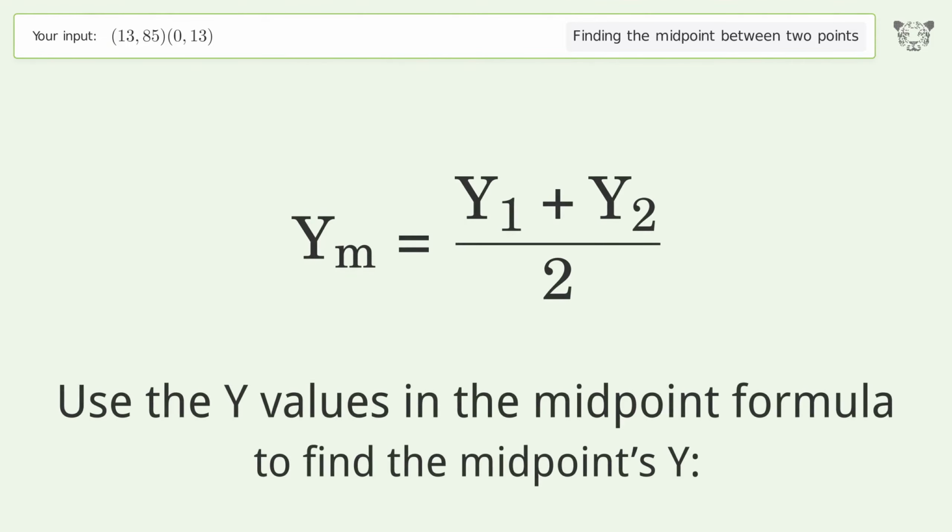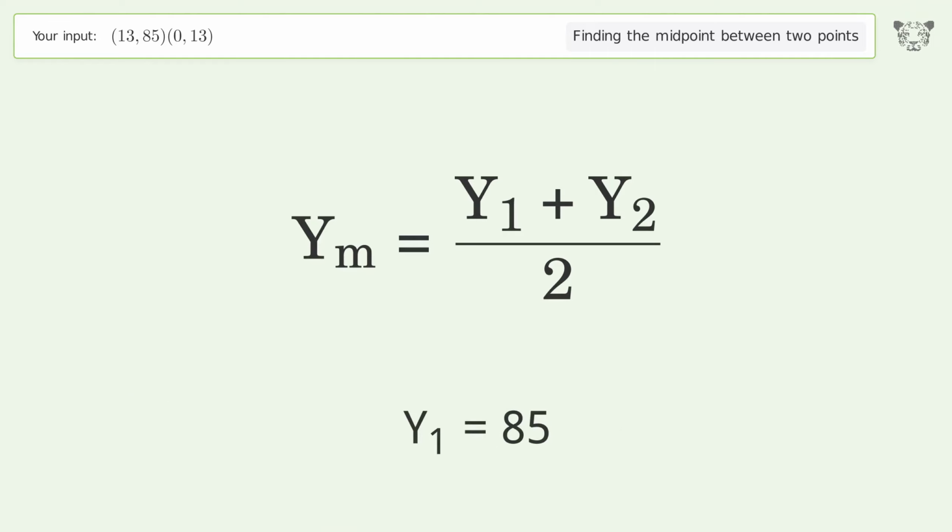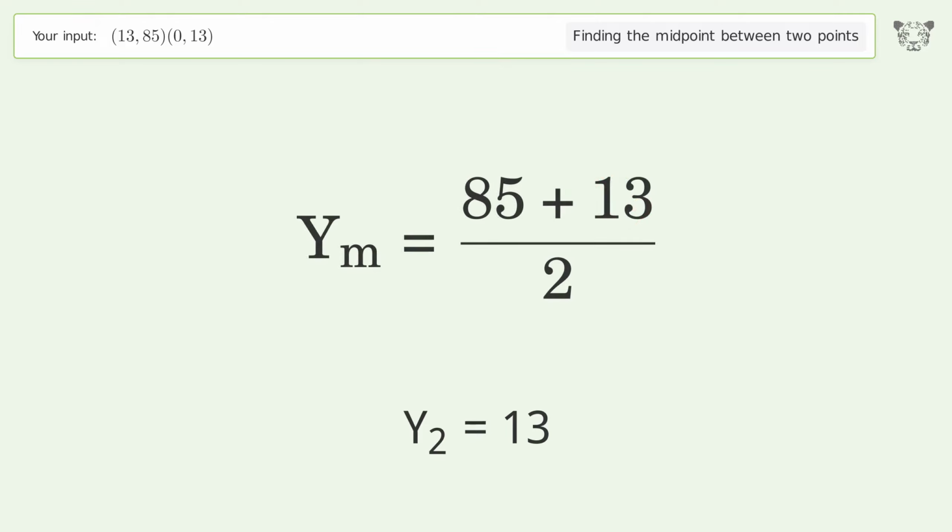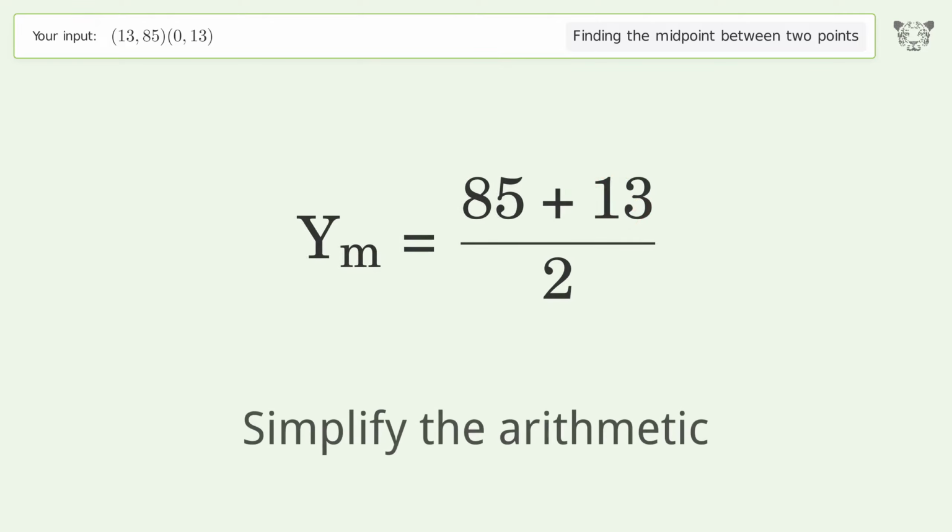Use the y values in the midpoint formula to find the midpoint's y. y1 equals 85. y2 equals 13. Simplify the arithmetic.